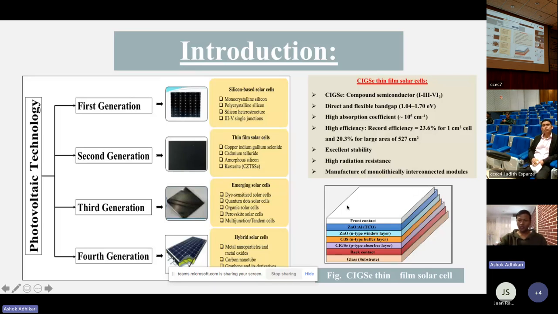The basic structure includes the substrate, normally glass, the back contact, normally molybdenum, the CIGS absorber layer, and the buffer layer, CdS or another type of n-type material, and zinc oxide, which is also called the window layer, and then the front contact. So this is the basic concept to harness the solar energy. The work is the p-n junction diode, which we obtain from the absorber layer and the window layer or n-type material.